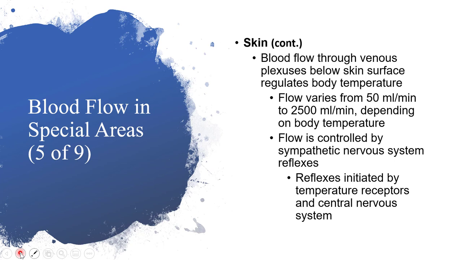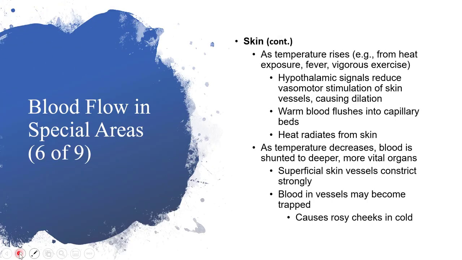And of course, the skin carries a lot of venous plexuses below the surface, and it regulates body temperature. So this flow would be very variable and extremely different, from as low as 50 ml per minute to as high as 2,500 ml per minute, depending on the body temperature, and the flow is controlled by sympathetic nervous system reflexes.